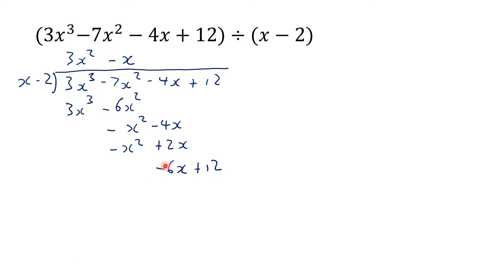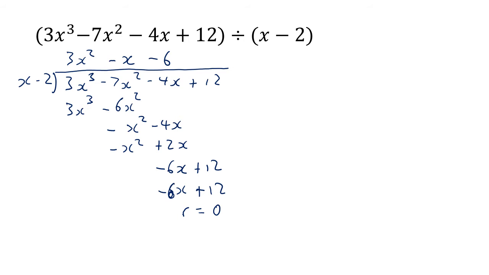Now again, we've got to get this term and this term to match. And so minus 6x divided by x will get us minus 6. And so minus 6x and then the minus 6 times the minus 2 gets us positive 12. And we can see actually that everything here matches up. So when we subtract everything, we get 0. So our remainder equals 0.